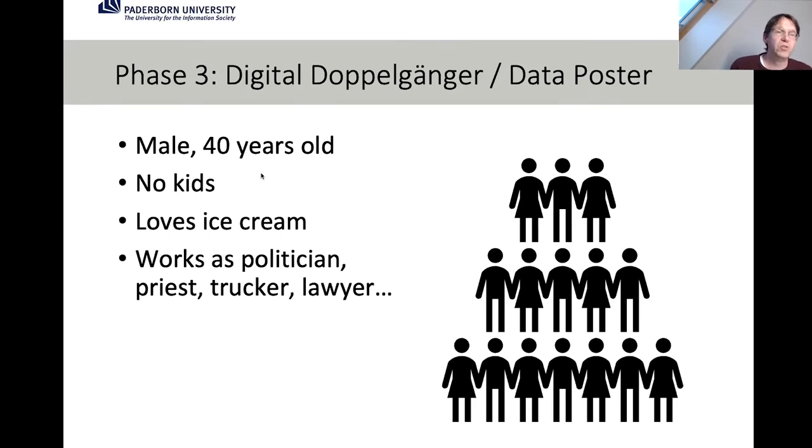It's a male person, it's about 40 years old, it does not have kids. Here you can think about how they got this. It's a person that loves ice cream. It's working as a politician, as a priest, as a trucker, as a lawyer. Politician, because it's always near the parliament. As a priest, it's often near some churches of the same religion. As a trucker, it's often near grocery stores, so probably it delivers something to grocery stores. Or it's a lawyer.